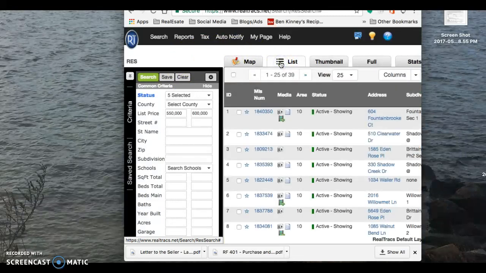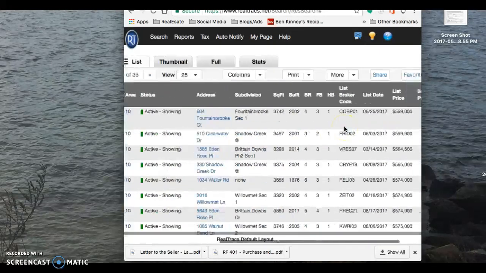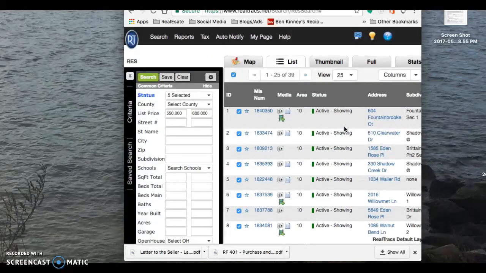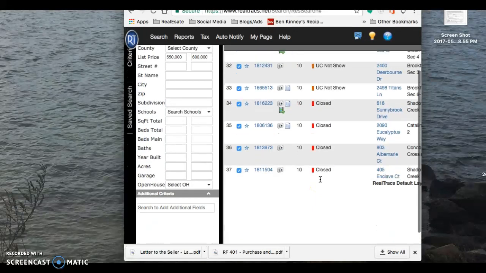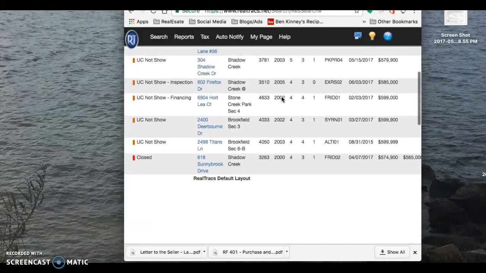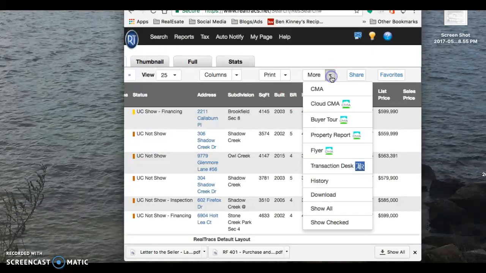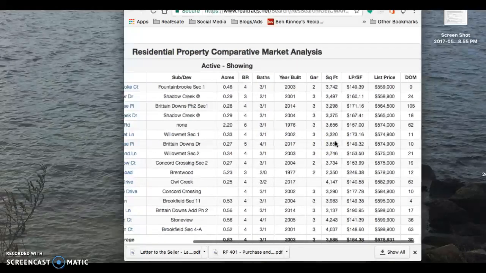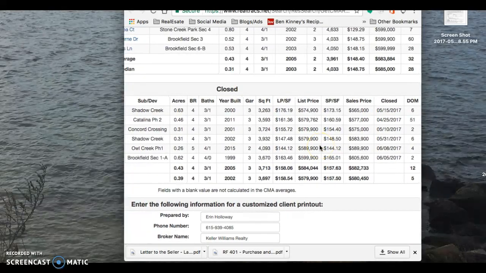Then we're going to look at the list. So it's going to list all the properties. I'm going to click it. One, two, three, four, five, six that closed in the last 3 months. Then we're going to do the actual CMA that shows how many actives, pendings, how many days on the market, you get more. And this is the CMA report. So if you go to the bottom, it's going to show the average days on the market is 12.